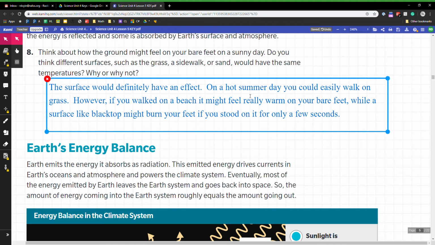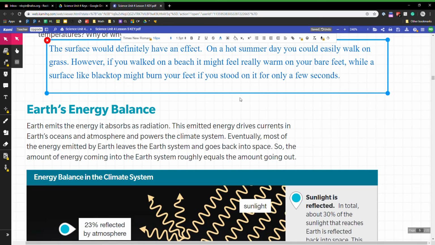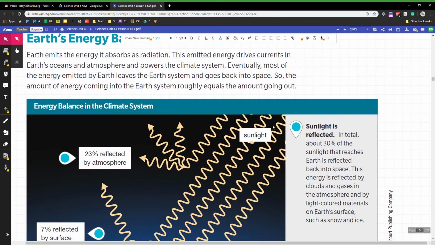An example was like on a hot day. I'm sure we've all walked outside on the grass on a hot day and probably don't notice much. But I'm sure many of us have walked on a beach during the summer, and the beach sand can feel a little bit hot at first. And I think probably most of us have definitely walked out onto the street barefoot at some point in our lives during the summer and quickly realized that we should not be standing there because it's very hot. So it looks like the surfaces definitely do make an effect.